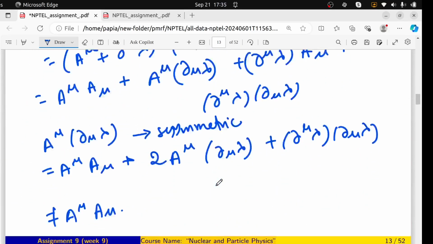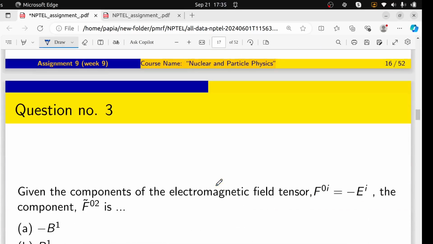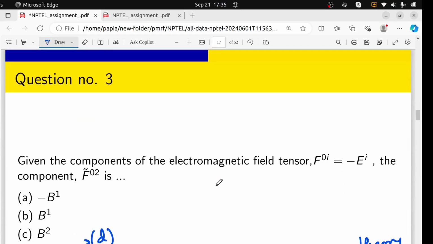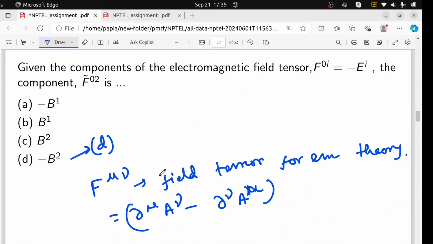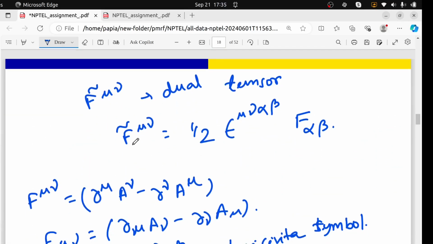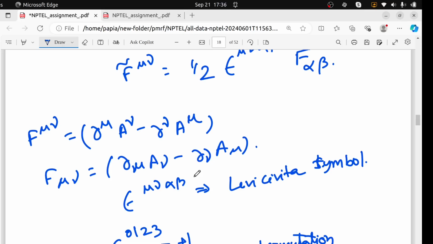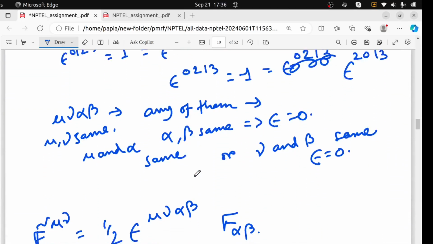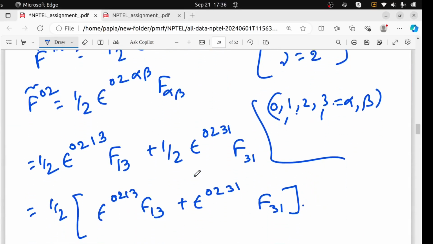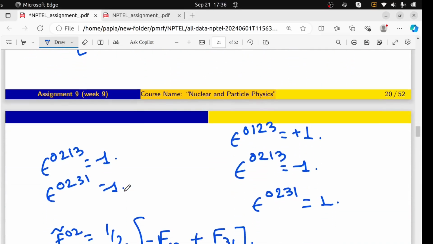Now question number 3: given the components of the electromagnetic field tensor, F0i is equal to minus Ei, what is the component of the dual tensor F tilde 02? We can see that F tilde mu nu is equal to half epsilon mu nu alpha beta F alpha beta. If I expand this term, then we can get this expression.